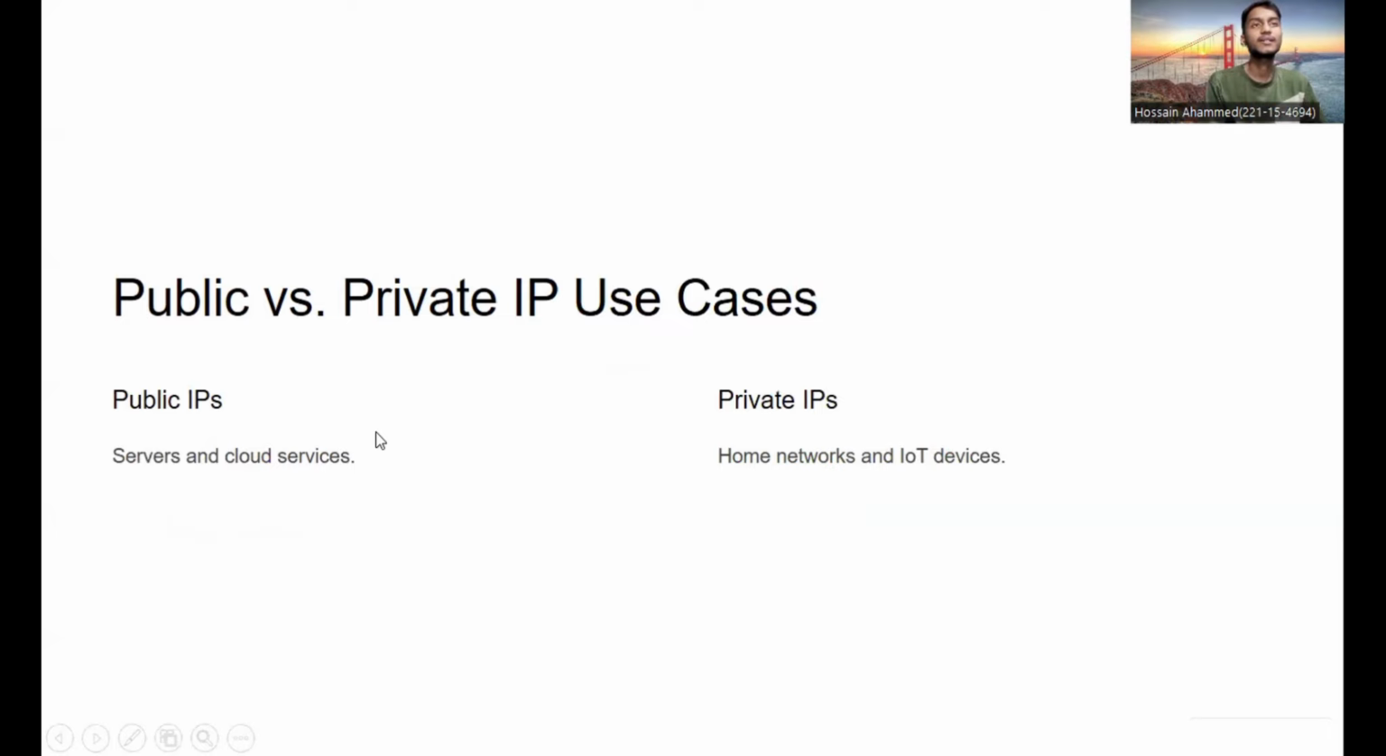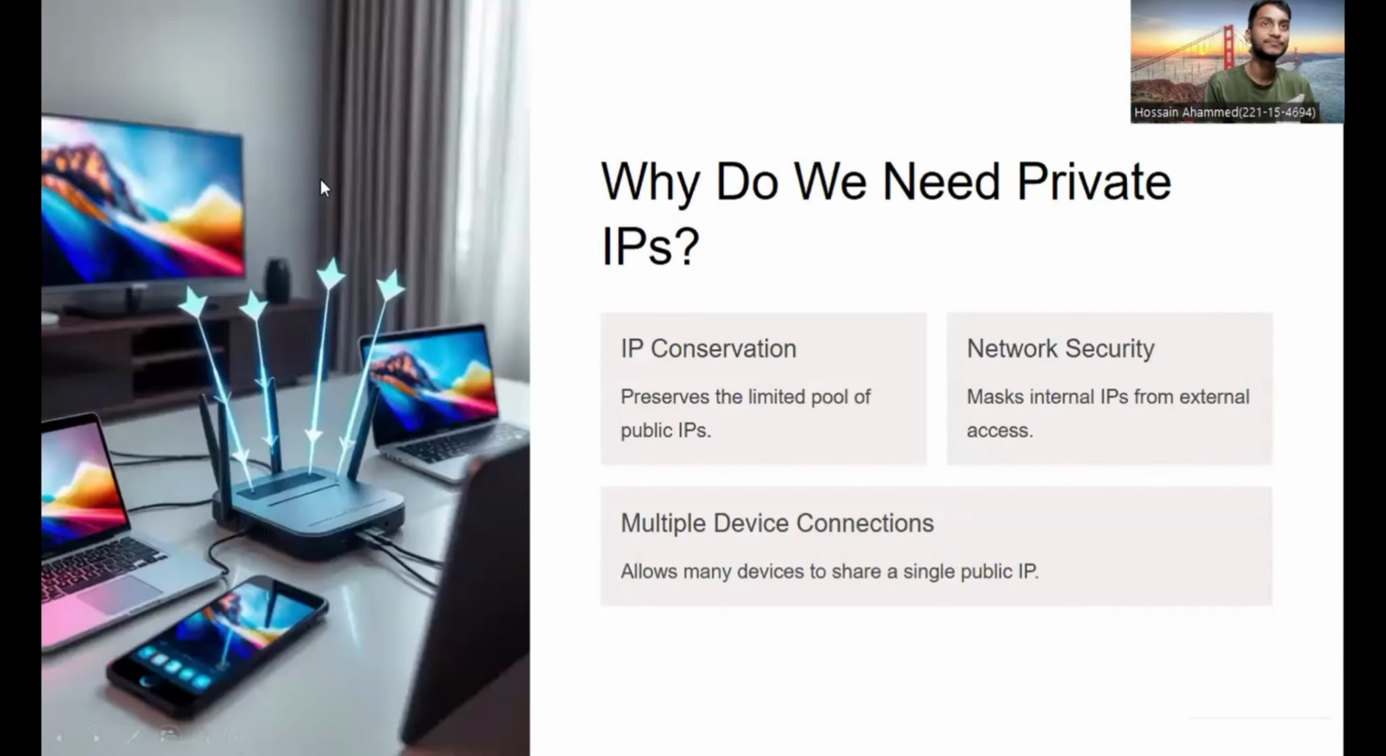Public versus private IP use cases. The public IP use cases are basically the servers and the cloud services, and the private IP is basically for home networks and IoT devices. Why do we need private IPs? There's a common question for why we need the private IPs.